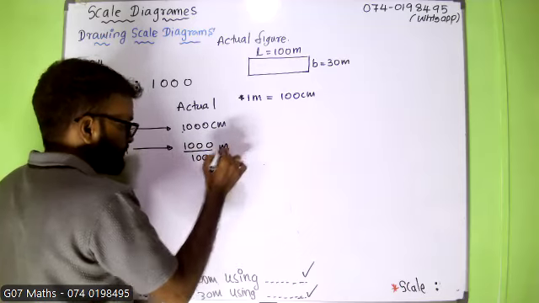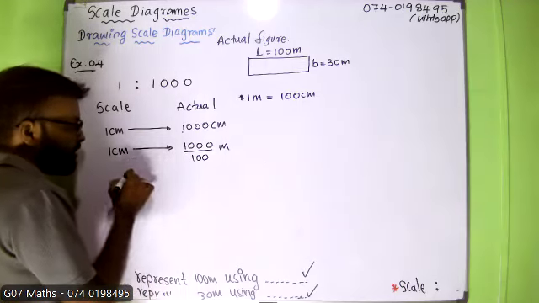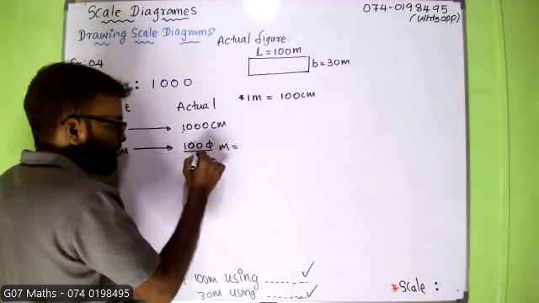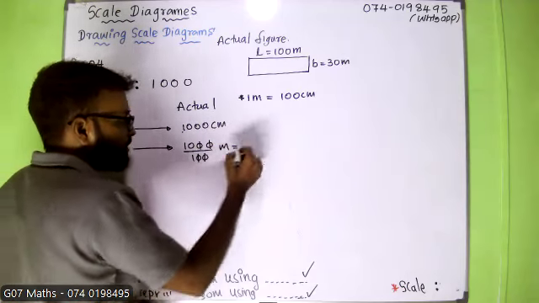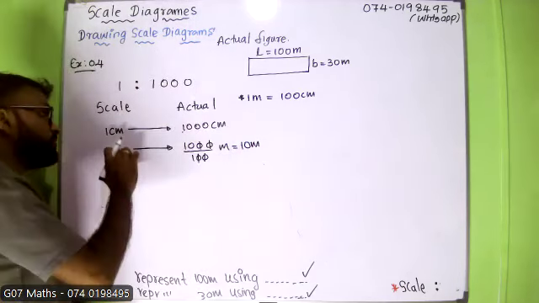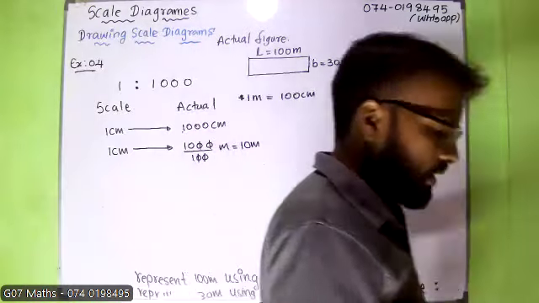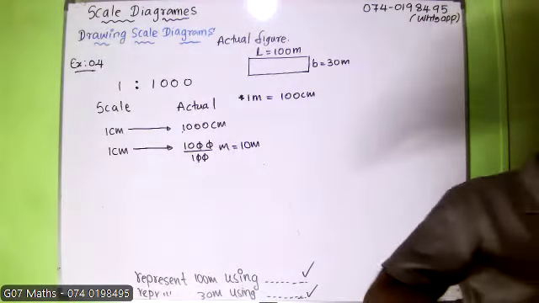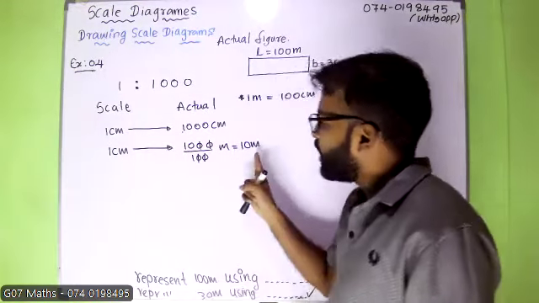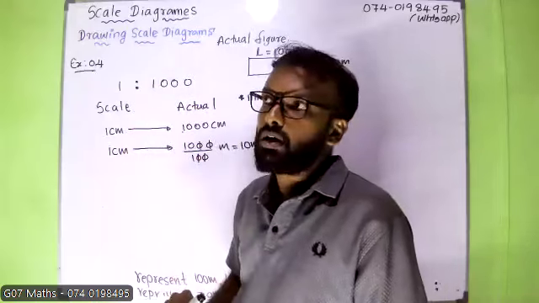So you will get meters. This is how you are going to convert, right? So you will get the answer: 1000 divided by 100 means 10 meters. Very interesting. By using 1 centimeter, you are going to represent 10 meters of actual length.